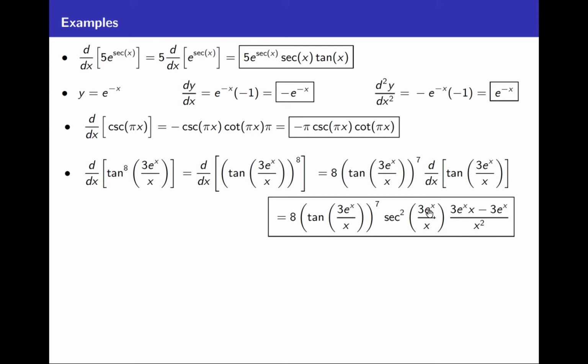It's the top function, 3e to the x, times the bottom function, x. I'm sorry, it's the derivative of the top function. The derivative of 3e to the x is 3e to the x, then times the bottom function, x, and then minus the top function, 3e to the x, times the derivative of x, which is just times 1, all over x squared.